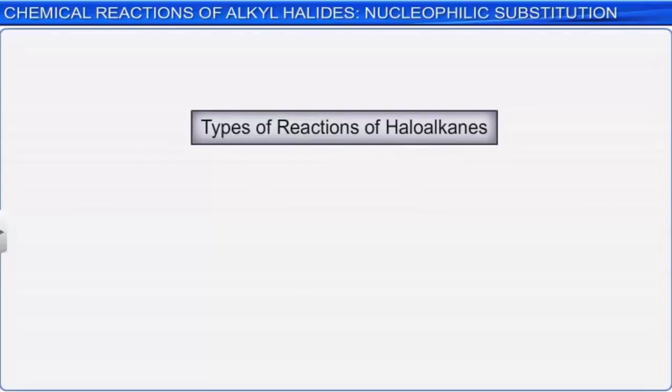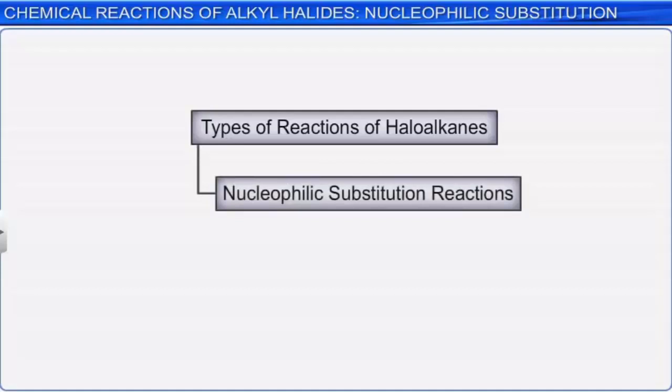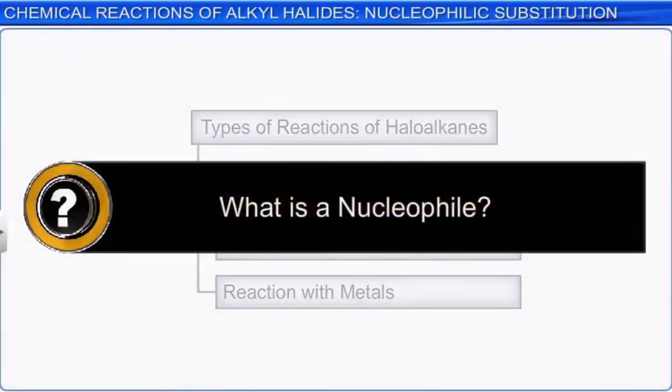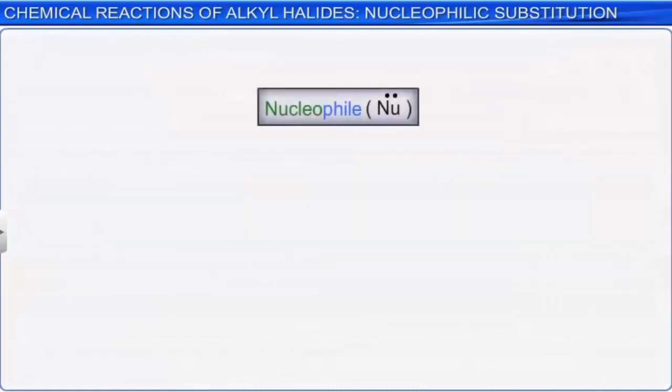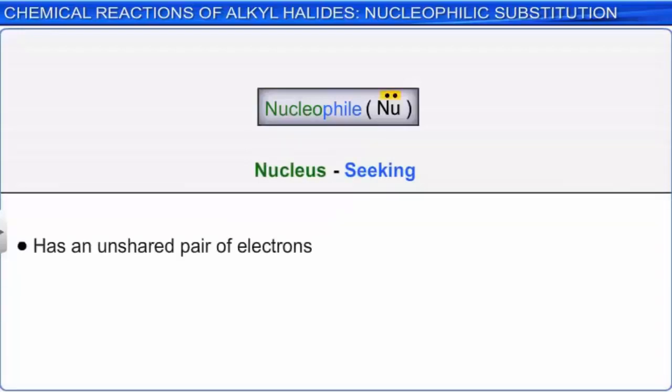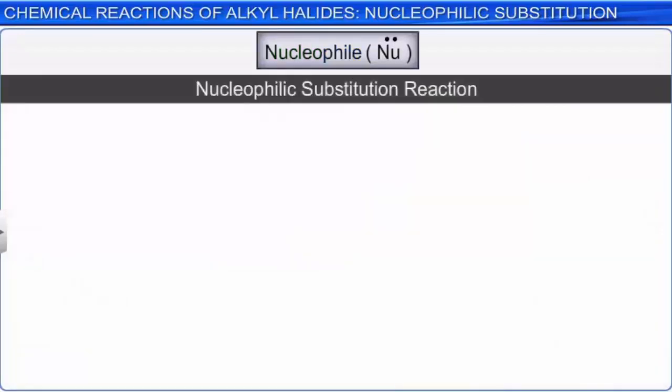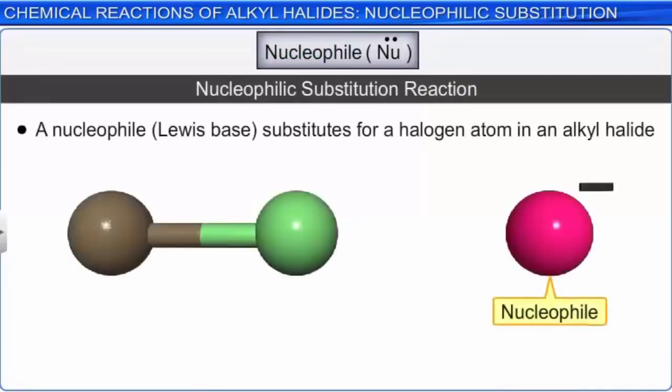Haloalkanes undergo 3 types of reactions. They are nucleophilic substitution reactions, elimination reactions, and reaction with metals. Before you learn about the nucleophilic substitution reactions, get to know what a nucleophile is. The word nucleophile means nucleus seeking. Essentially, a nucleophile has an unshared pair of electrons, and it can use these electrons to make a covalent bond. Nucleophiles can be thought of as Lewis bases or electron pair donors. Nucleophiles may be anions or neutral molecules. In nucleophilic substitution reactions, a nucleophile or a Lewis base substitutes for a halogen atom in an alkyl halide.